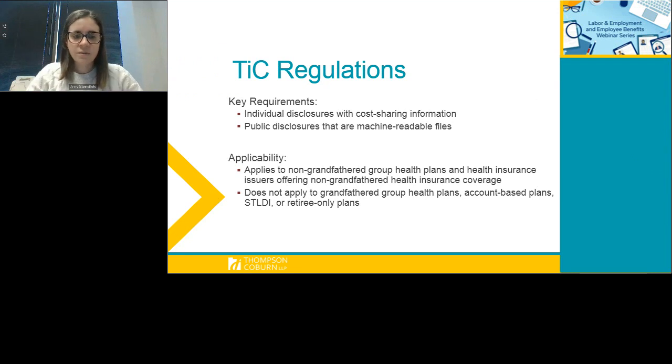These have two key requirements. First is a set of individual disclosures with cost-sharing information, and the second is a set of public disclosures that are machine-readable files that people can access on the plan sponsor's website. These regulations apply to non-grandfathered group health plans and health insurance issuers offering non-grandfathered health insurance coverage. There are some plans that these regulations don't apply to, such as grandfathered group health plans and a couple of other types.